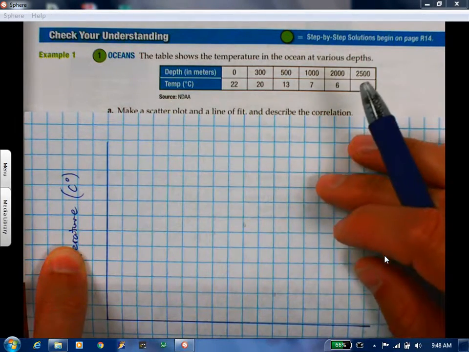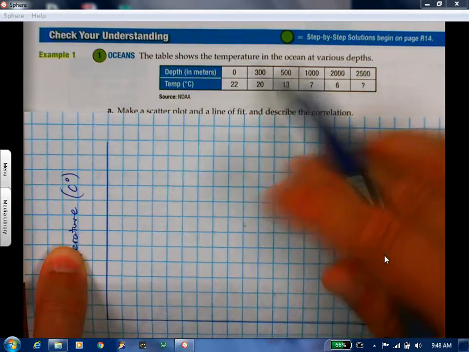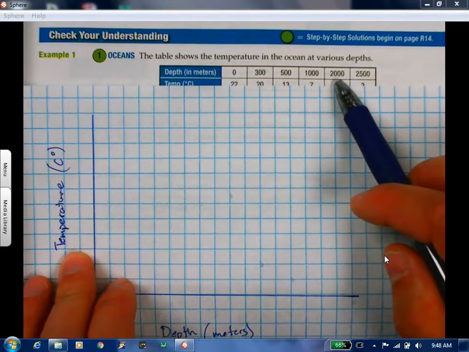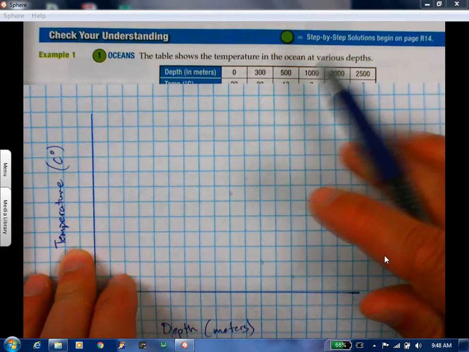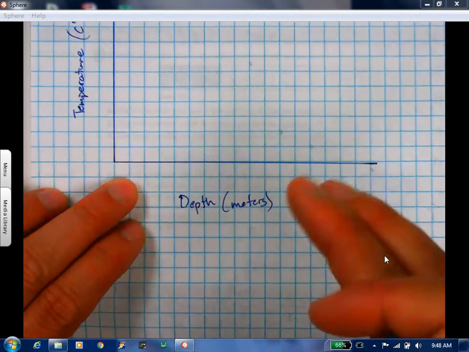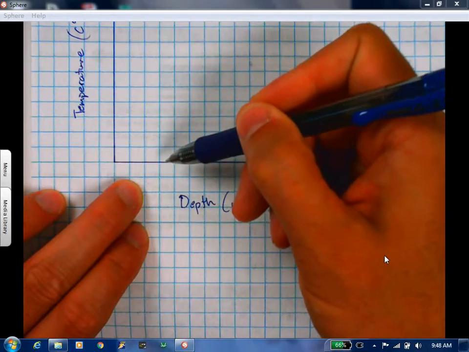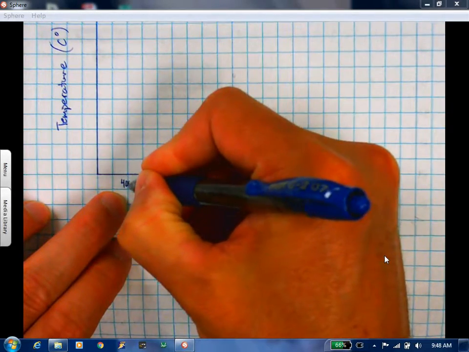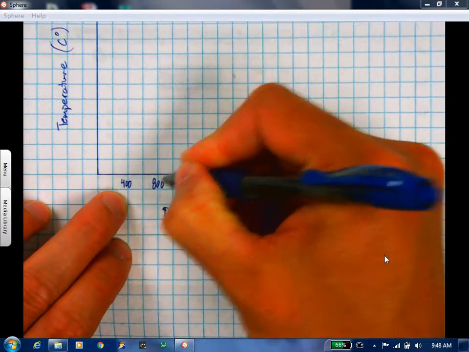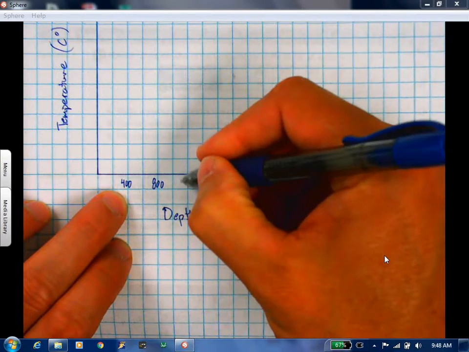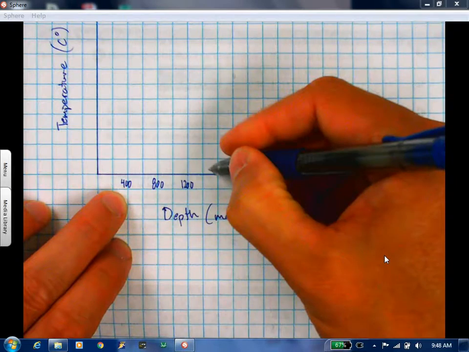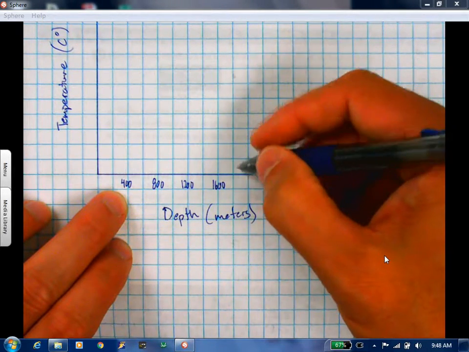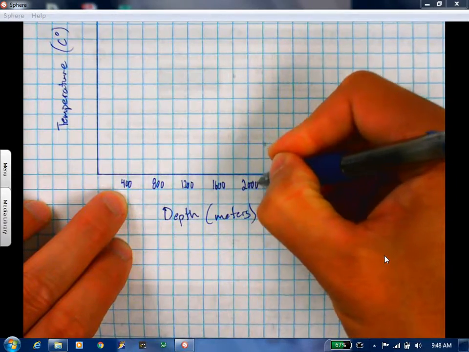So 200 would use up how many lines? Yeah, 10 lines. So that sounds pretty good. Now, do I have to label every line? No. And that's going to save some room on here. You can be like, okay, this is going to be 400, 800, 2,000.